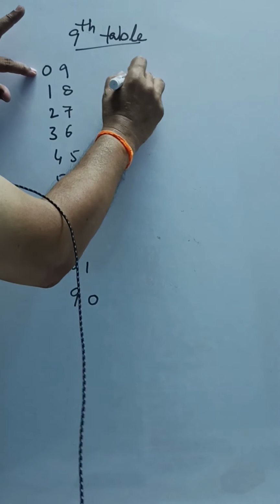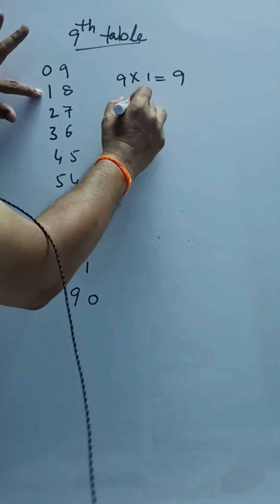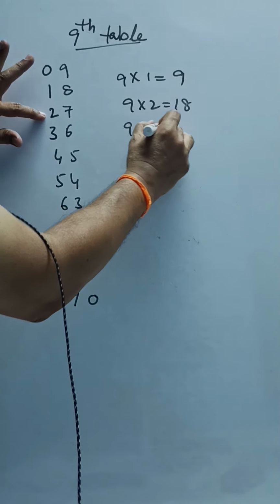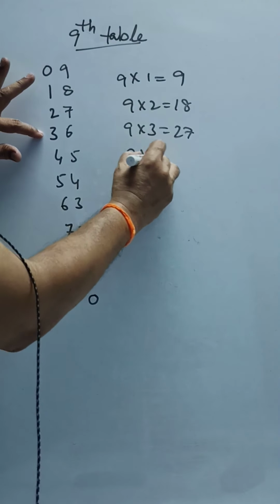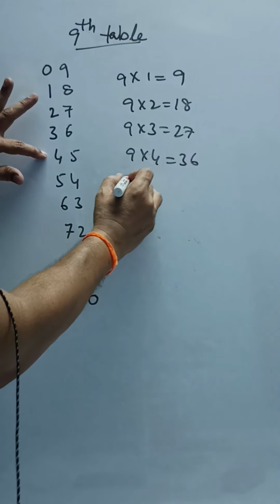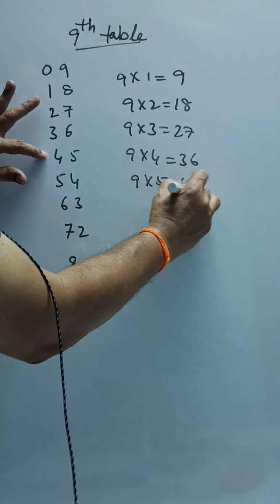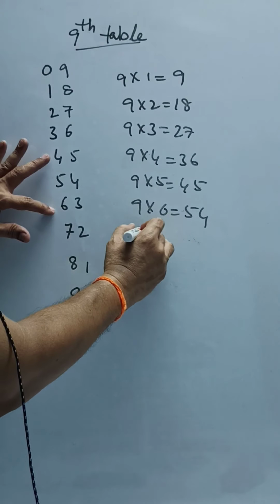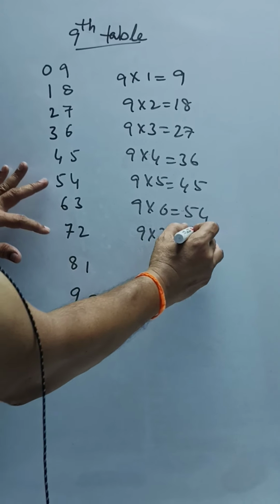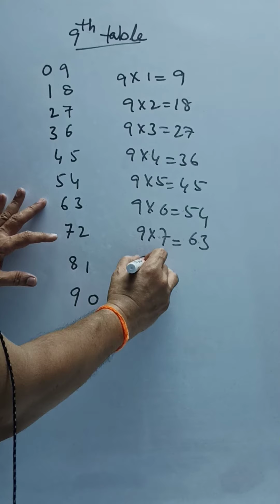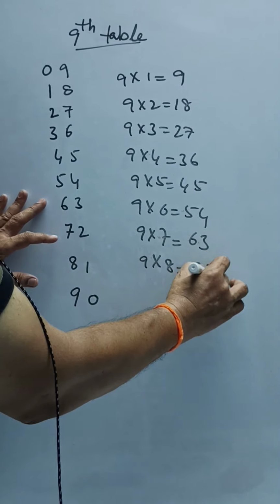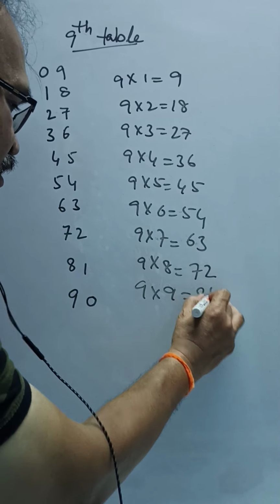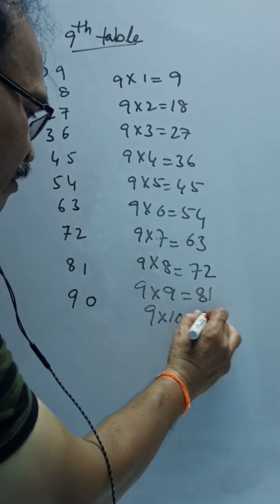9 ones are 9. 9 twos are 18. 9 threes are 27. 9 fours are 36. 9 fives are 45. 9 sixes are 54, 9 sevens are 63, 9 eights are 72, 9 nines are 81, and 9 tens are 90.